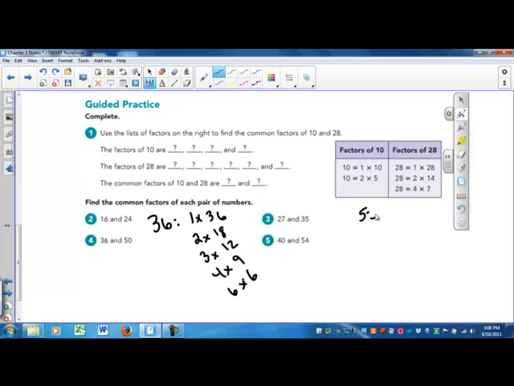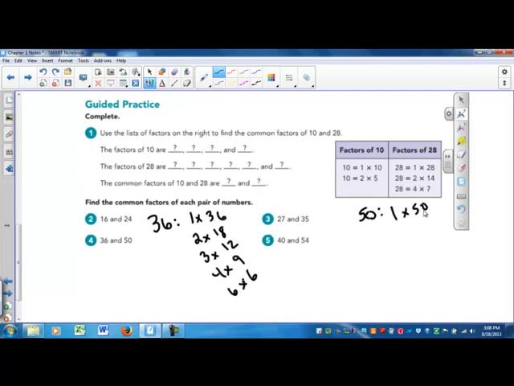Okay, 50. And again, if you're having trouble knowing these, if you don't know these off the top of your head like some of us do, then you're just going to need to start typing into your calculator. 36 divided by 2, see if it gives you 18. 36 divided by 3, see what it gives you. 36 divided by 4, and so on. Okay?